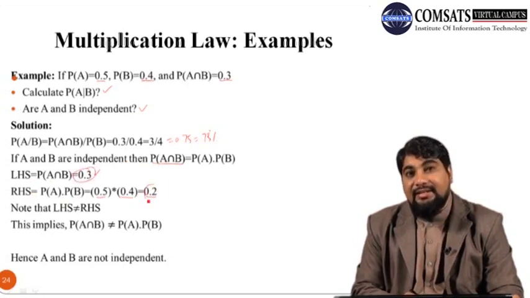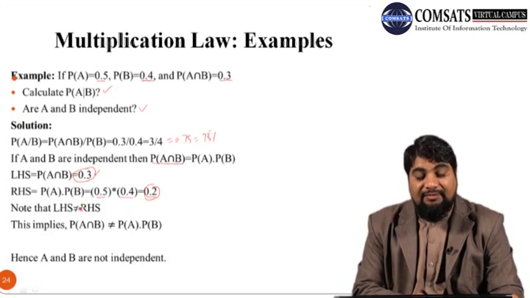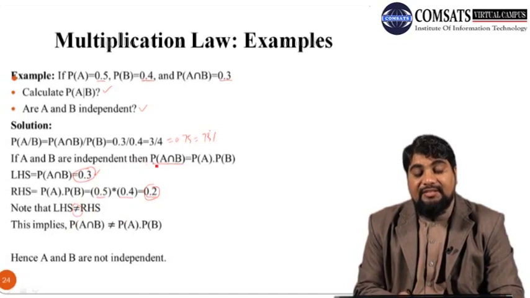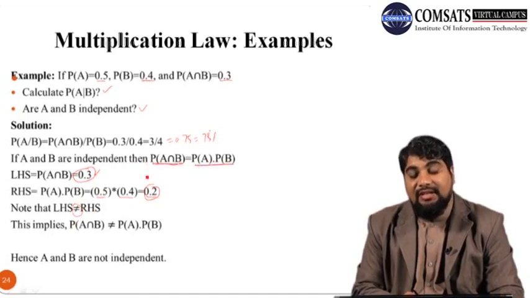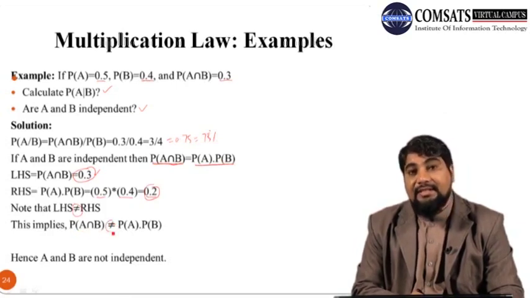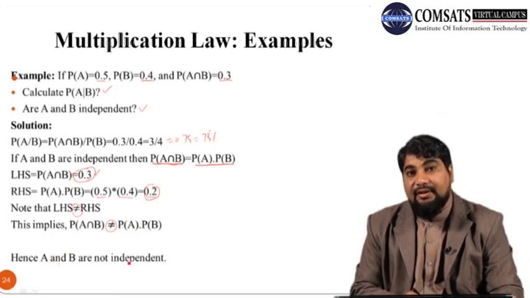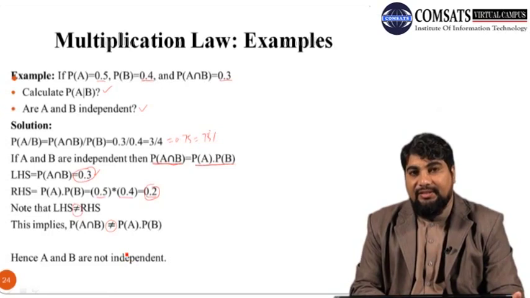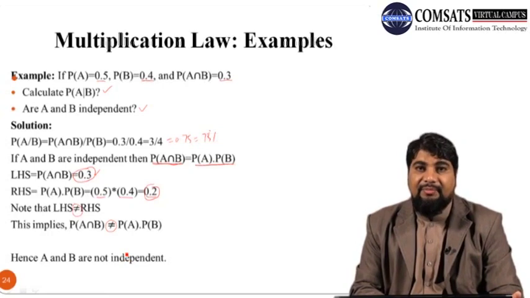Once we have the left hand side and the right hand side, you can see that the left hand side is 0.3 and the right hand side is 0.2. Both are different. The left hand side is P of A intersection B and the right hand side is P of A times P of B, so this result does not hold. This means A and B are not independent, they are dependent events, depending upon one another. This is how we can check whether events are dependent or independent.